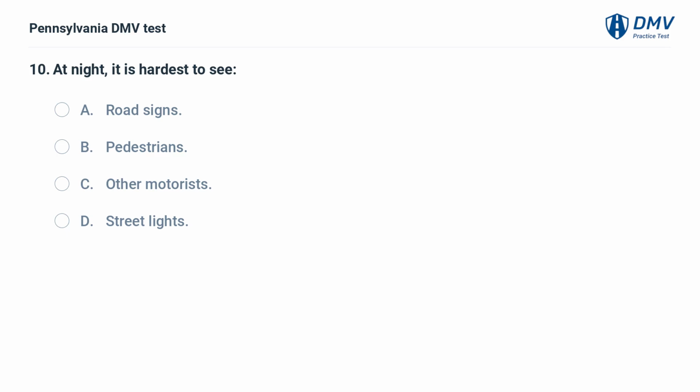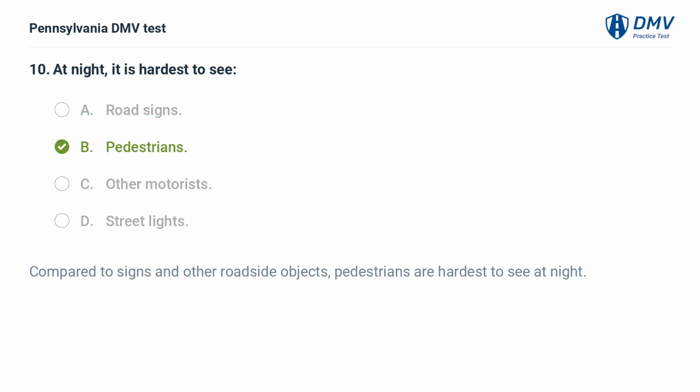At night, it is hardest to see. A. Road signs. B. Pedestrians. C. Other motorists. D. Street lights. B. Pedestrians. Compared to signs and other roadside objects, pedestrians are hardest to see at night.